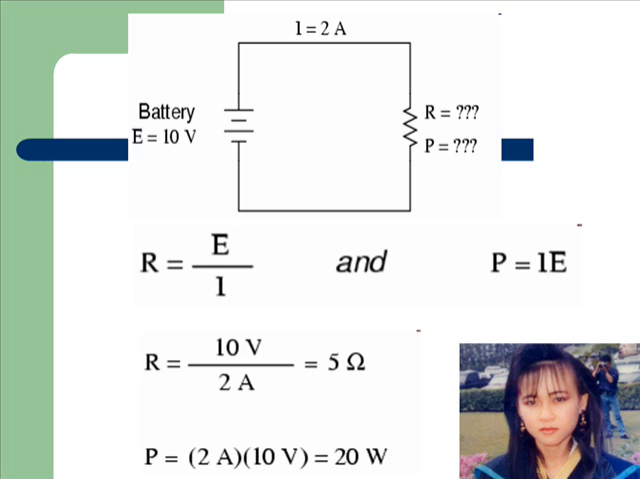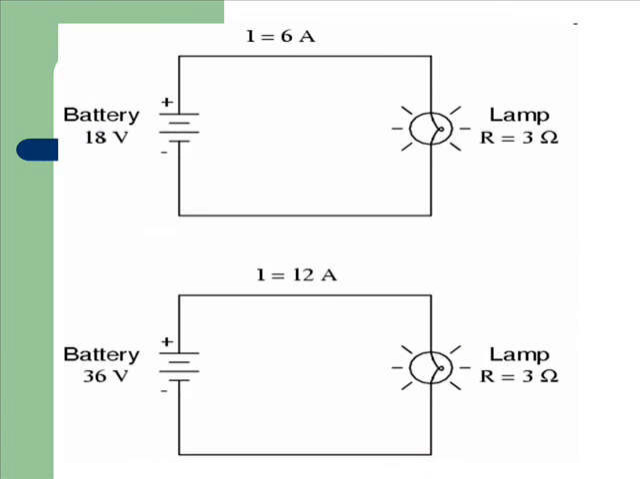If we were designing a circuit to operate at these values, we would have to specify a resistor with a minimum power rating of 20 watts, or else it would overheat and fail.